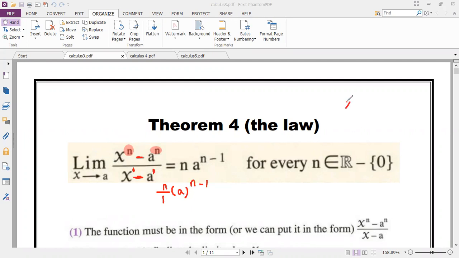Like what? Like if I have x to the power of 5 minus 2 to the power of 5, all divided by x minus 2. We will divide the power here by the power. The power at the top is 5, so write 5 divided by the power at the bottom, which is 1. And then you write the number after the negative, which is 2. Then you will subtract powers, 5 minus 1. That's it.